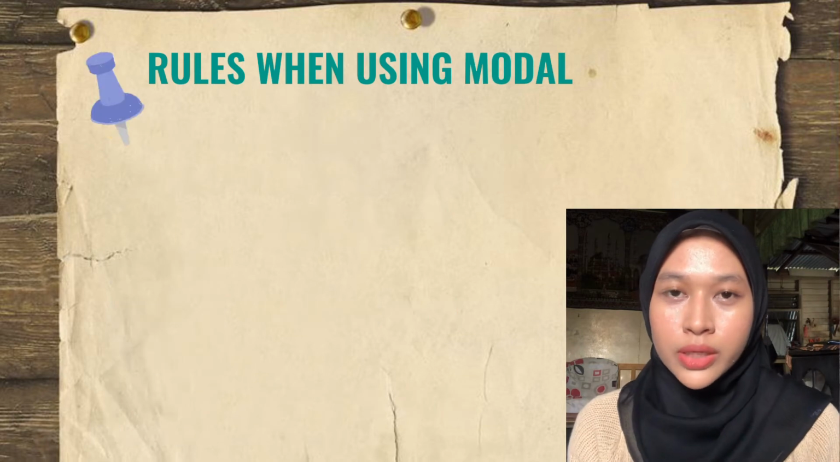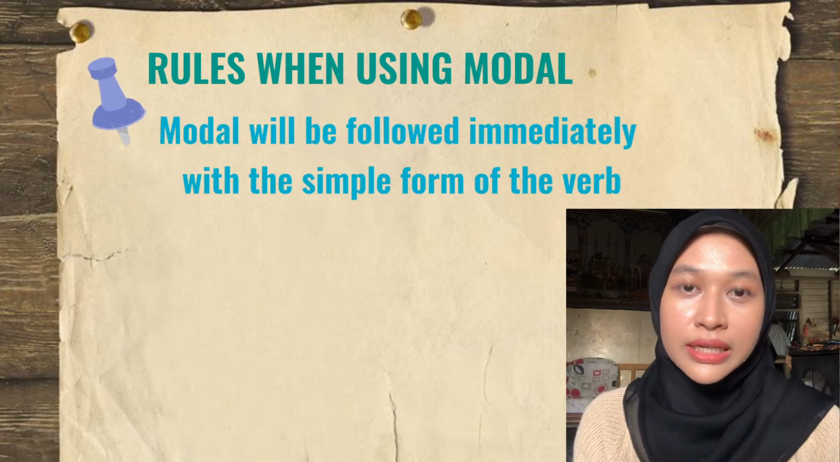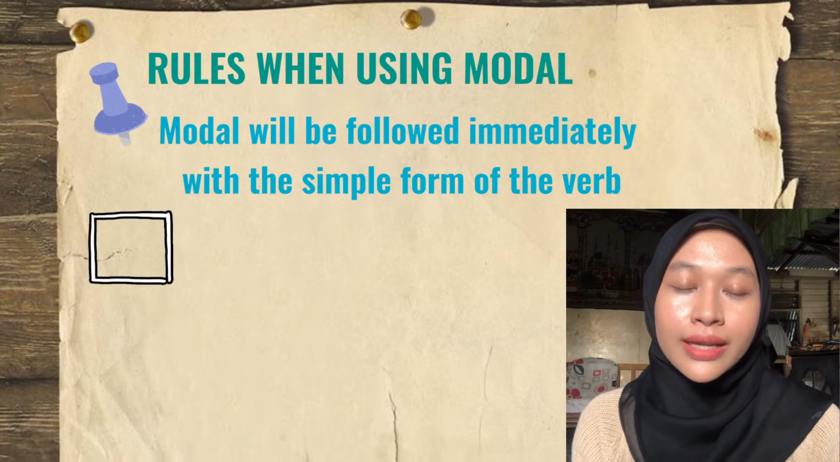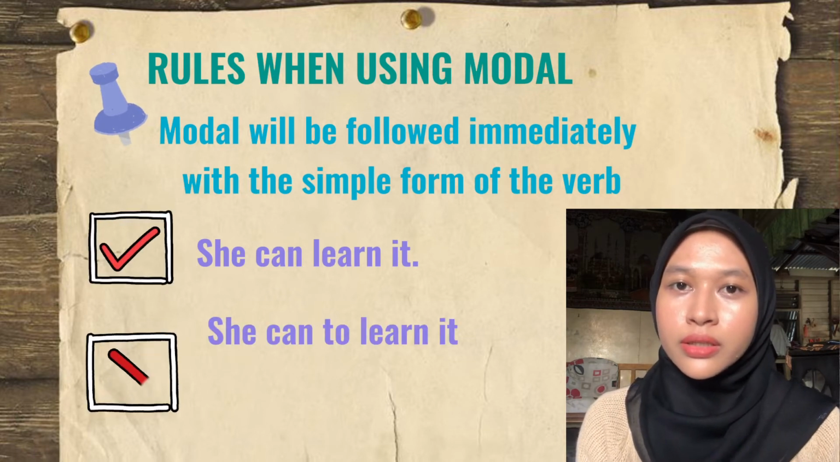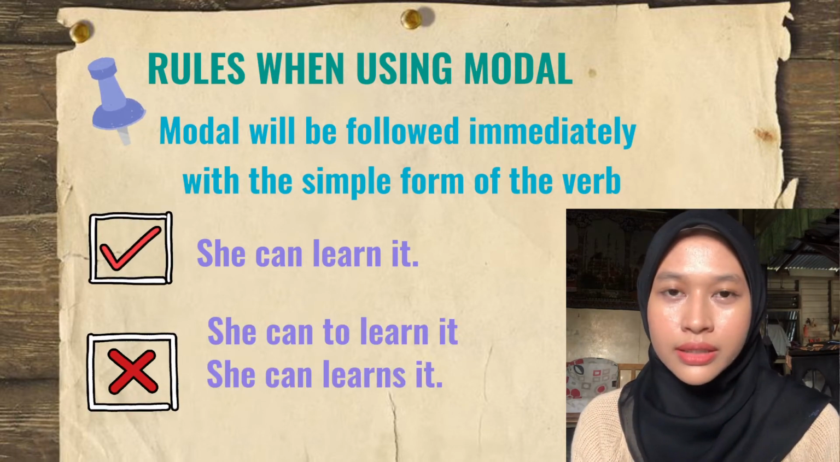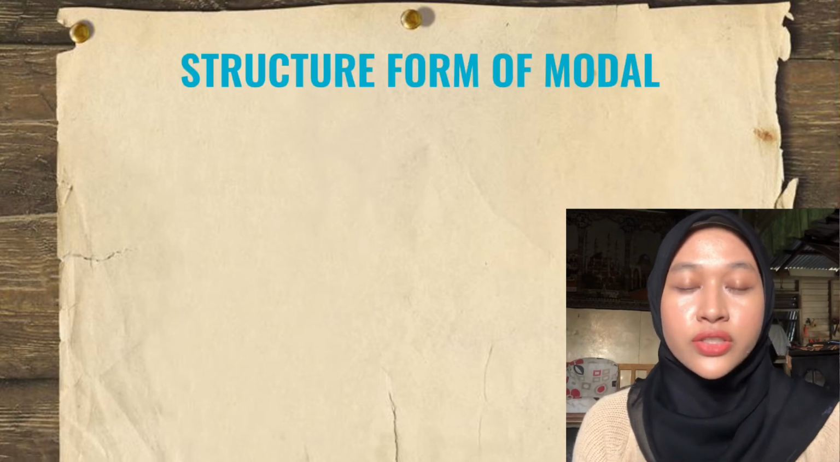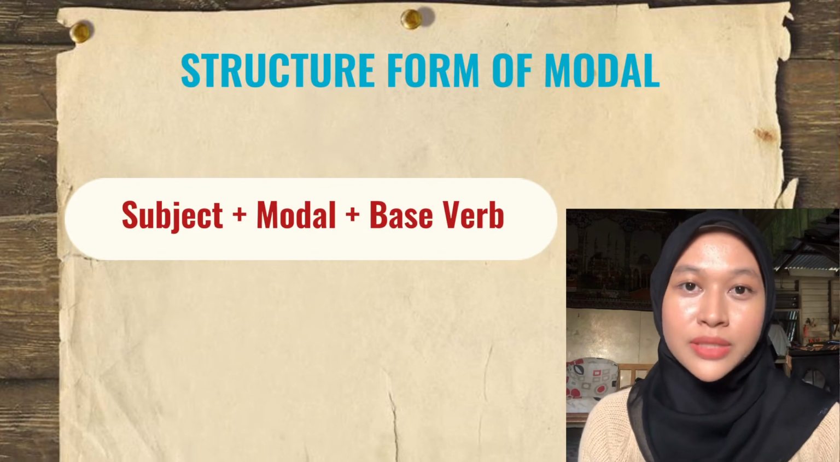Rule number 2 is that a modal will be followed immediately by the simple form of the verb. Examples: she can learn it, not she can to learn it. From these rules, we can see that the structure for modals is subject plus modal plus base verb.